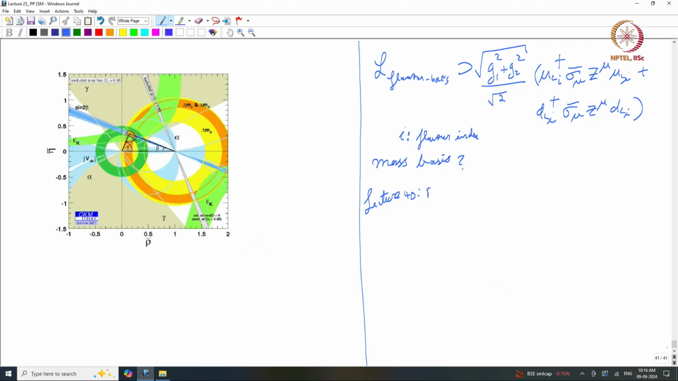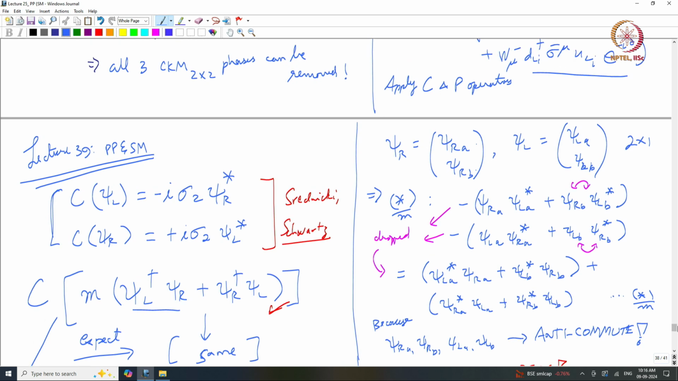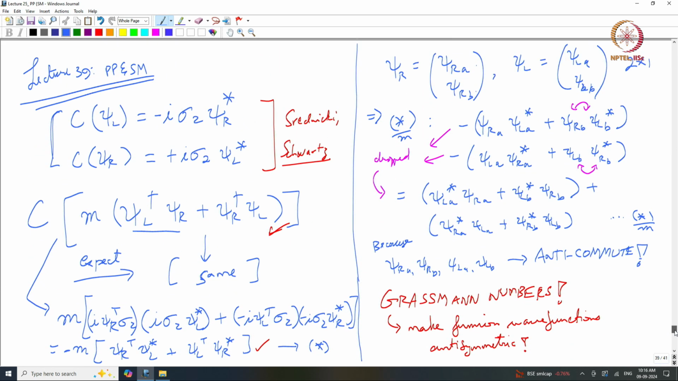Alright, welcome back to particle physics and the Standard Model. This is lecture 40. We spent a lot of time in the previous lecture figuring out how the charge conjugation operator works in order to see the CP transformation of the W boson interactions with quarks, right.